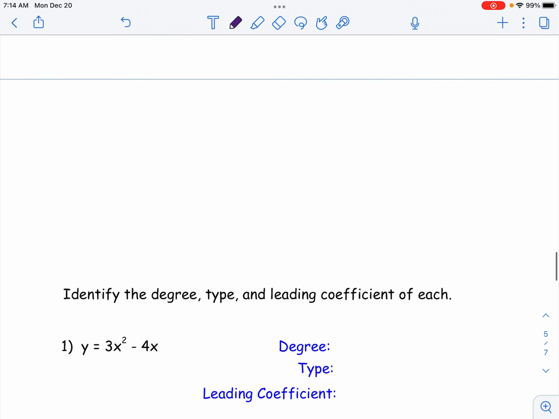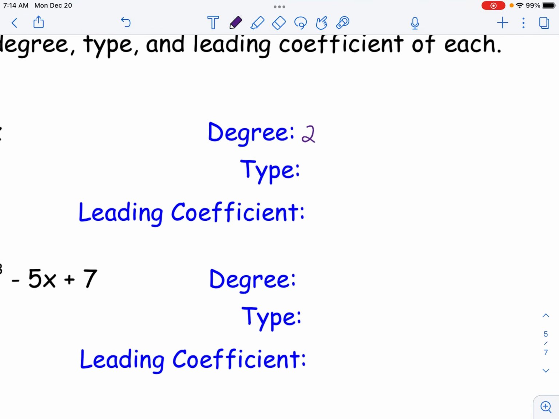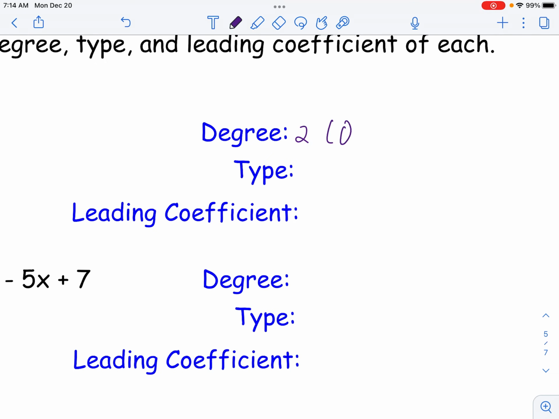All right. So let's get into it and practice a little bit. Let's identify the degree, type, and leading coefficient of each of these polynomials. What I'd encourage you to do now is pause, try it on your own, and then hit play and see if you got it right. All right, so I will run through these. The degree on the first one is 2. So if you're asked to just write down the degree, you put a 2. If you're asked to identify what type of polynomial, you would call this a quadratic.